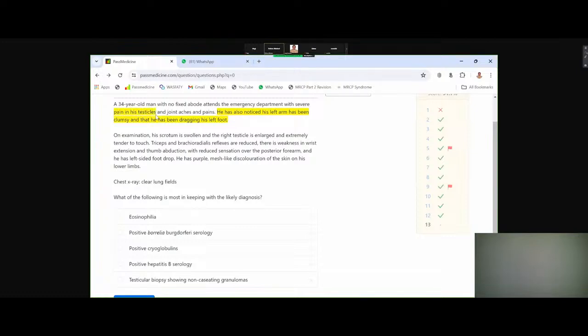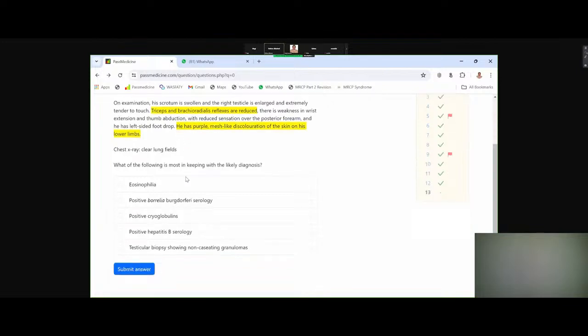For example, the scrotum is swollen, the right testicle is enlarged and extremely tender, and triceps and brachioradialis reflexes are reduced. So this is again like mononeuritis multiplex. There is weakness in wrist extension and thumb abduction, reduced sensation of the posterior forearm, and a left-sided foot drop. He has purple mesh-like discoloration of the skin on his lower limbs, so livedo reticularis.